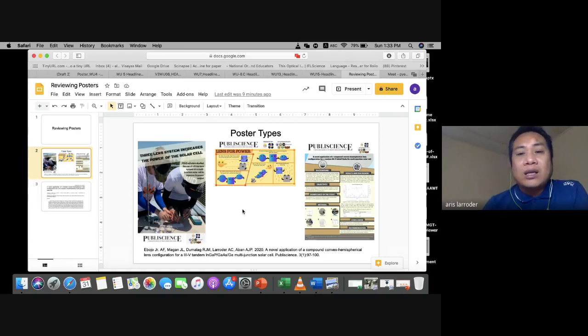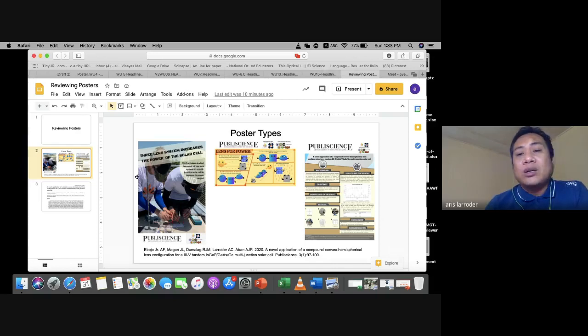So for these types of poster, this is from the study A Novel Application of a Compound Convex Hemispherical Lens Configuration for a 3-5 Tandem in GaP-GaAs-Ge Multi-junction Solar Cell. This is also available in the Public Science website. So you can just visit www.publicscience.org.